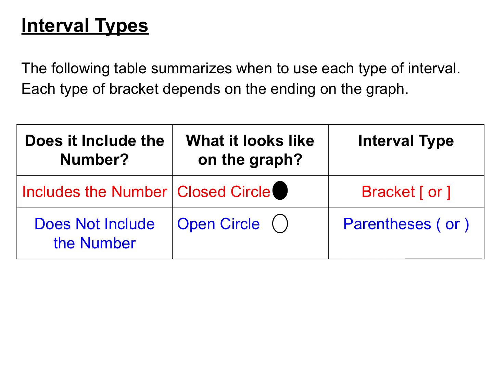This table further summarizes when to use each type of interval. Each type of bracket depends on the end of each graph. So if it includes a number, indicating that it has a closed circle, we use a bracket. And if it does not include the number, which is an open circle, we use a parentheses.